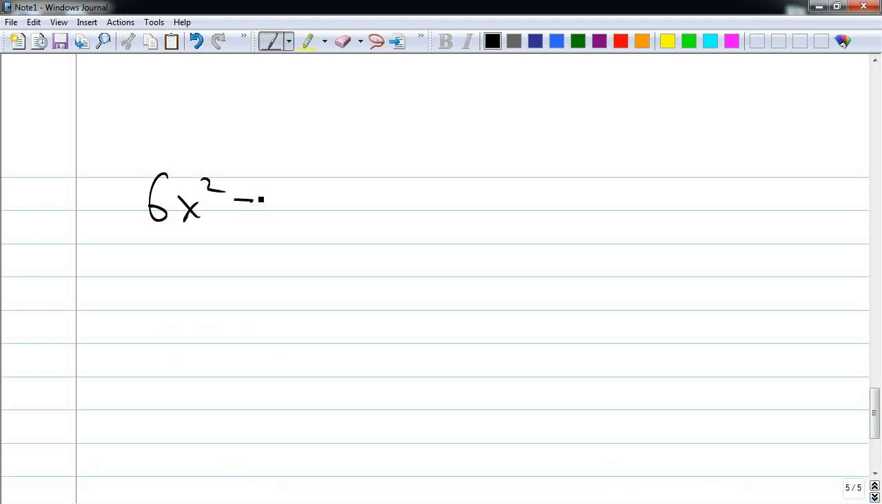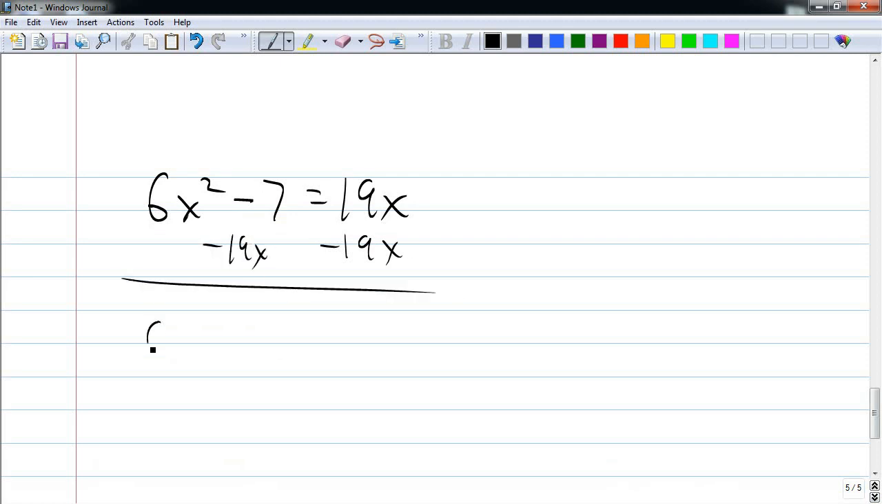6x squared minus 7 equals 19x. Okay, let's pull everything to one side. And we have to factor. So okay, we have a leading coefficient of 6. So we need to play the number game to factor it. Factors for my first term can be 1 and 6, or 2 and 3. Factors for my last term have got to be 7 and 1, because those are my only options. So I need some way of multiplying these so that when I multiply across and add them up, I'm going to get negative 19.